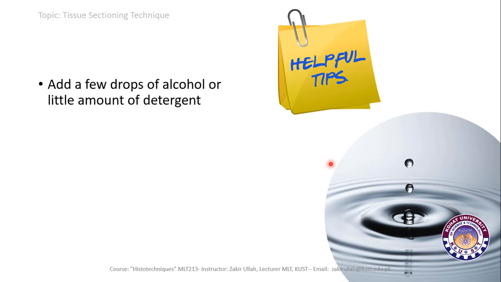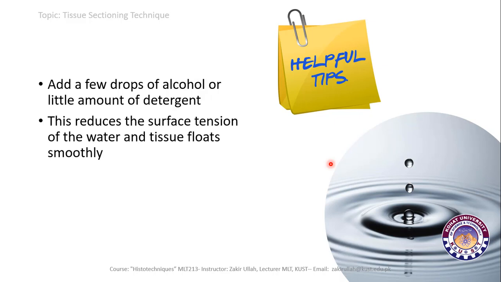If there is an issue with the water, add a few drops of alcohol or a few drops of detergent in the water. This will help reduce the surface tension of the water, and the tissue will float smoothly in this water.